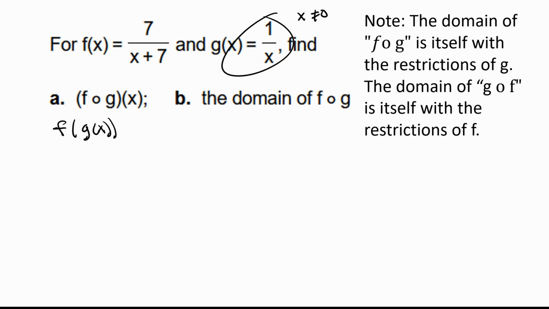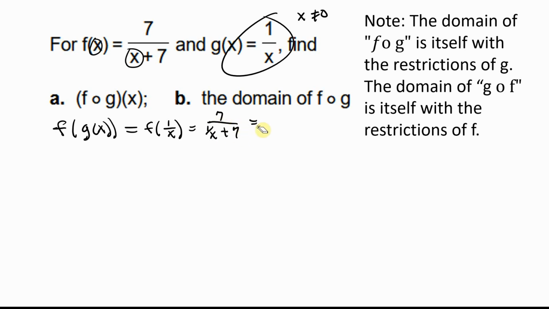But I need to simplify F composed with G. So this is F of G of X. This is 1 over X. Okay, so F says, whatever you give me, you put that term here. So this is 7 all over 1 over x plus 7.